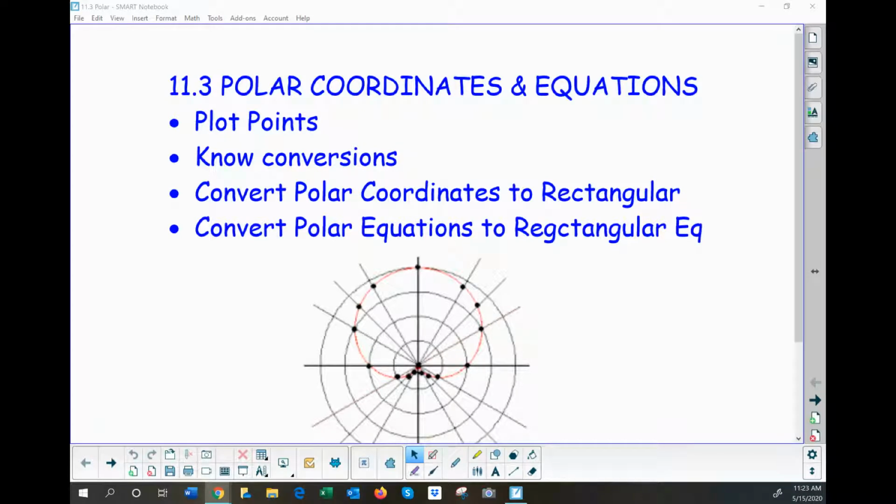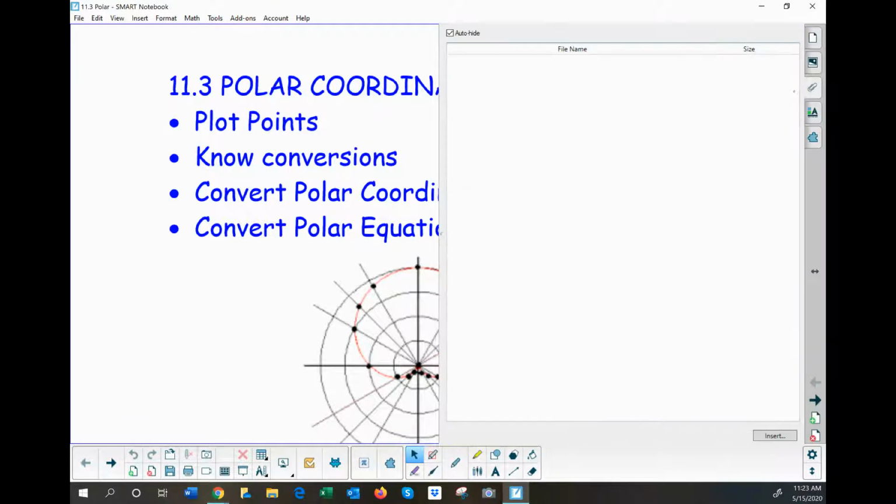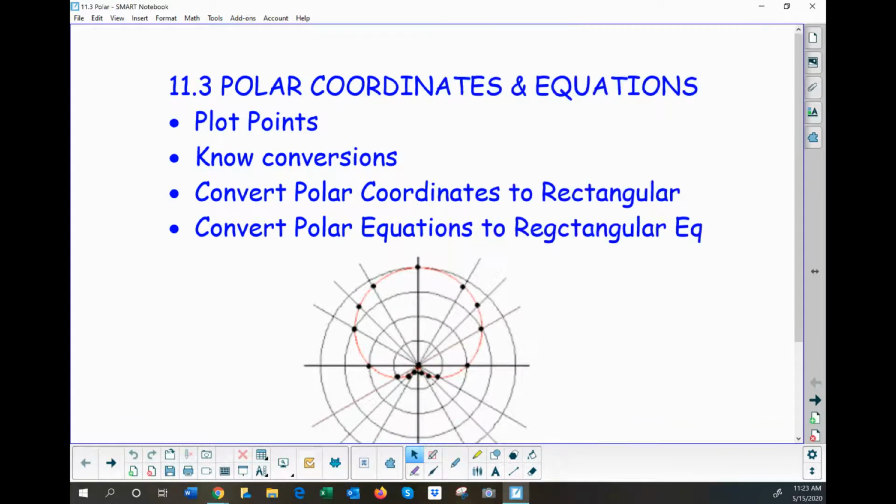Well, here we go. Let's look at 11.3. We are working on polar coordinates day 1. We are going to learn how to plot points, do some conversions, and then work with equations in polar as well as rectangular XY mode. So on with the show.